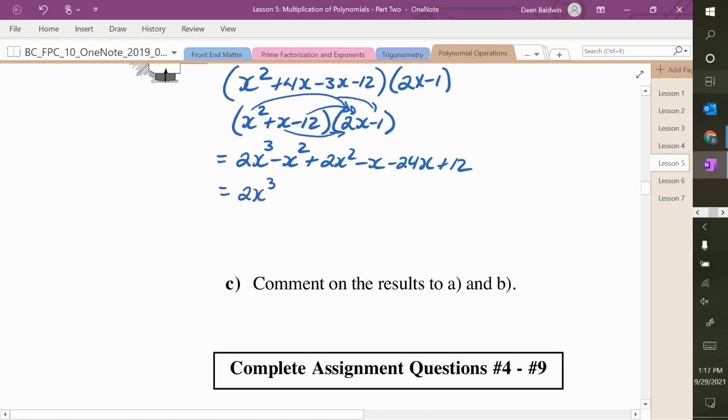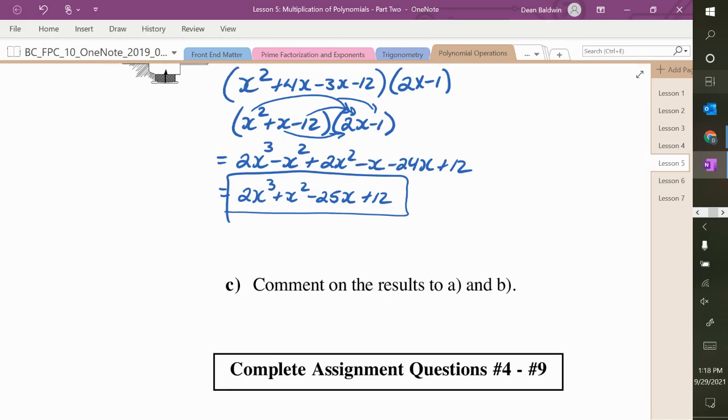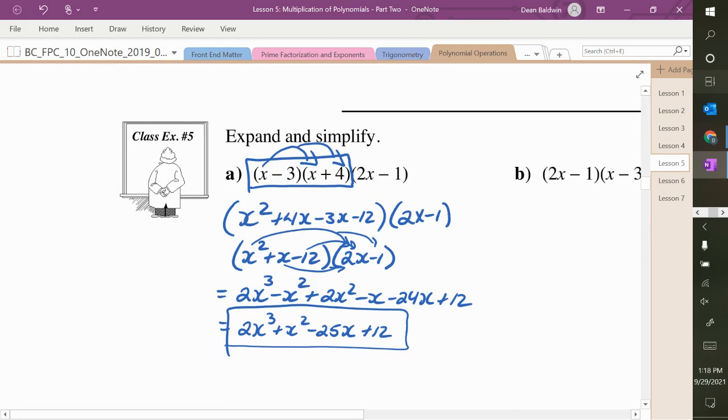Negative x squared plus 2x squared, just an 1x squared. Negative x minus 24x is negative 25x. And then 12 just sits on the end. It's the exact same process. Okay? Except you just have to multiply the first two together, get a new set of brackets, simplify it, and then multiply the last one.